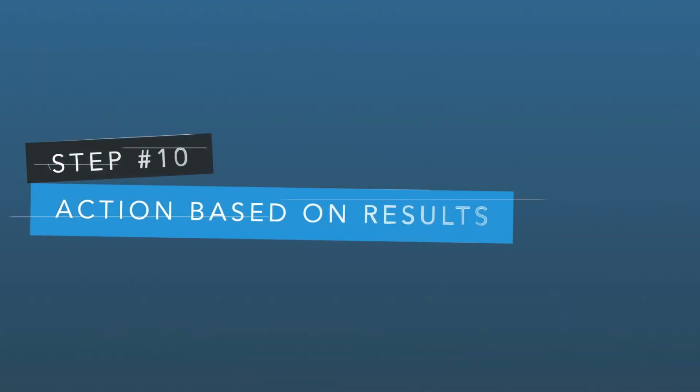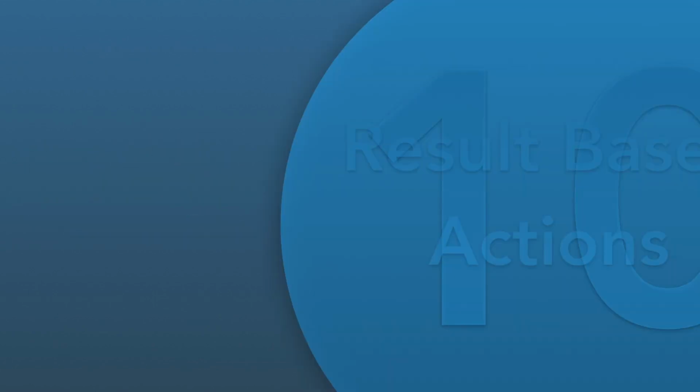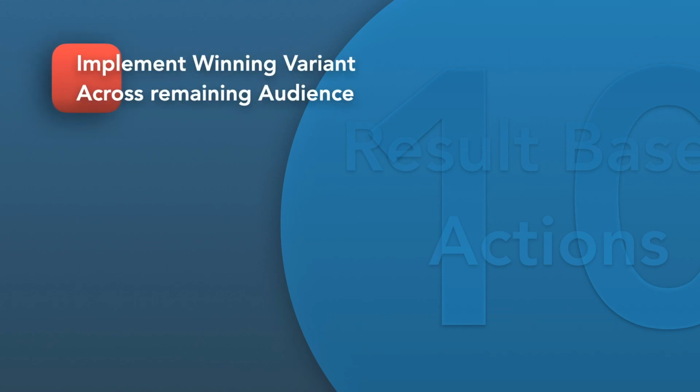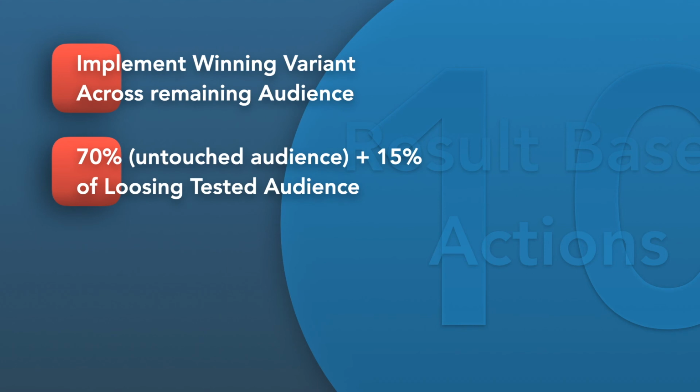Step 10. Take action based on your results. If one variation is statistically better than the other, you have a winner. You can now implement the change to the remaining of the audience, the 70%, plus the 15% of the variant group that underperformed.